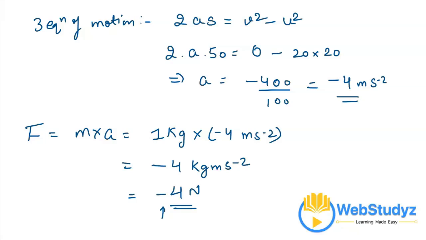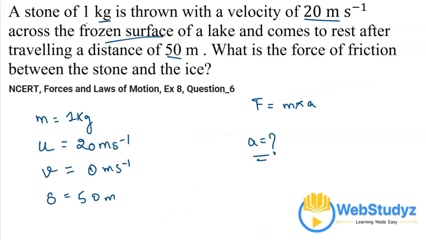The negative sign indicates that it is the force in the opposite direction to the movement of the stone, hence it is the frictional force. So in the question, it was asked, what is the force of friction between the stone and the ice? So it is the frictional force whose magnitude is 4 newtons. I hope you have understood the question and its solution well.